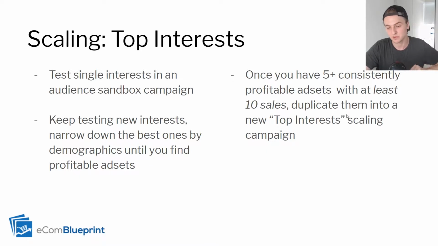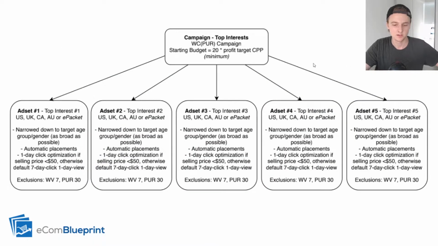And then at that point, you should attempt to scale. Once you have 5 plus consistently profitable ad sets with at least 10 sales, you want to duplicate them into a new top interest scaling campaign. And I'm going to show you a diagram for that campaign right here. So this is what it looks like.